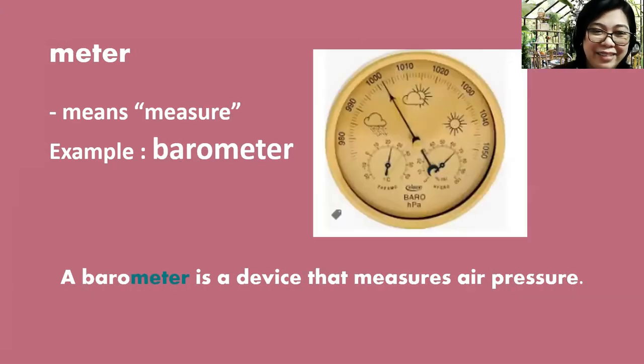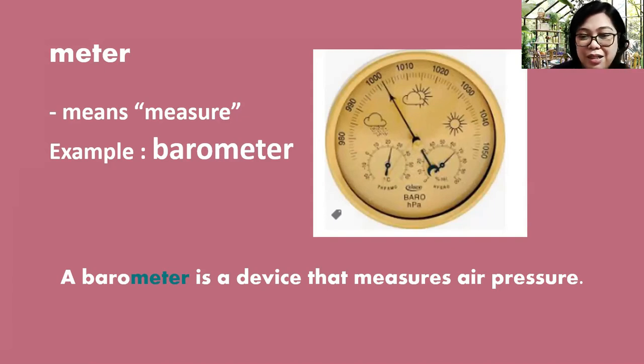Okay, this is what I was saying a while ago. Meter is another Greek word, an old Greek word, meaning measure. So here we have barometer. This is another scientific tool that scientists use, and I know you're able to talk about this one. A barometer is a device that measures air pressure.